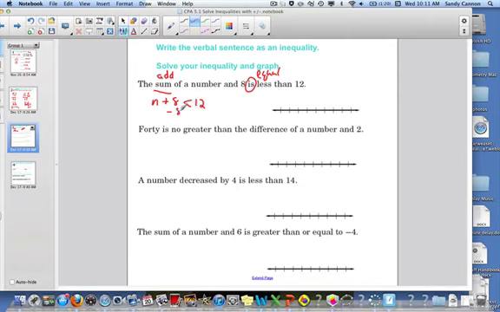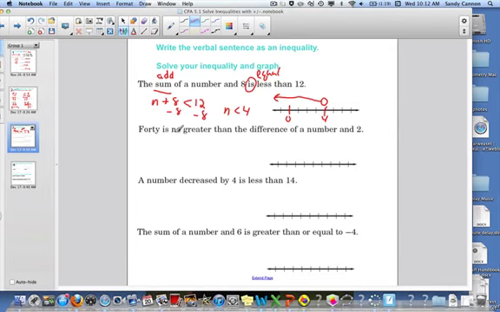To solve it, subtract 8, and you get n is less than 4. So if we put a 0 here, 1, 2, 3, 4, there's a 4, and n is less than 4, so we have the open dot at 4 because 4 is not a possible answer to this problem. We go that way.